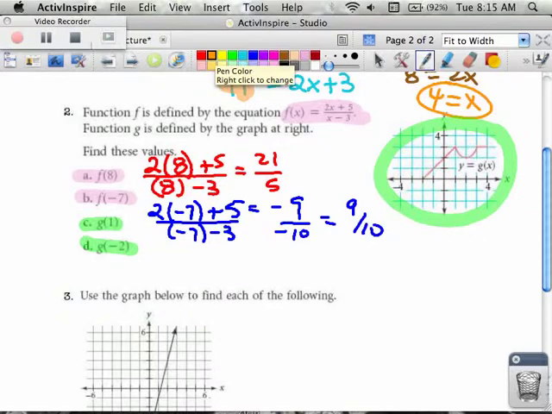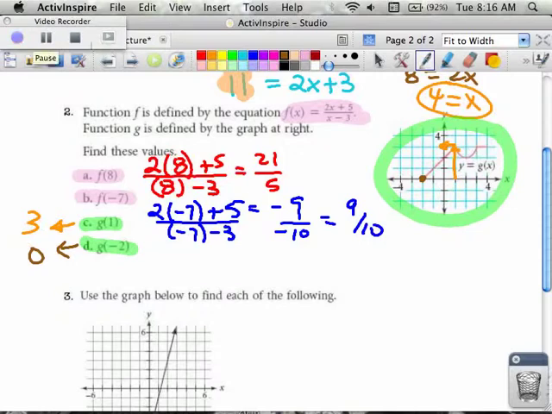G of 1 means look at the 1 and then go find the y value. So when I find the y value, that's just 3. And G of negative 2 means look at negative 2 on the x-axis. Here it is. Find the y value. And the y value is 0. Done.